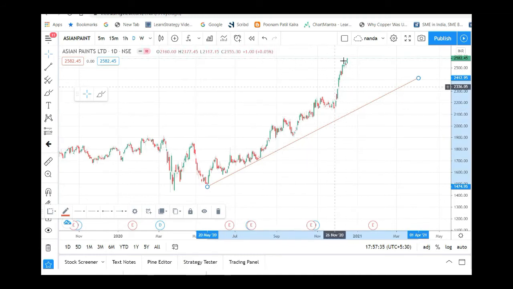So the next time we are going to buy this particular share, we have to wait for it to come near this trend line. That is the best time to buy this share. Now, how to sell a particular share.